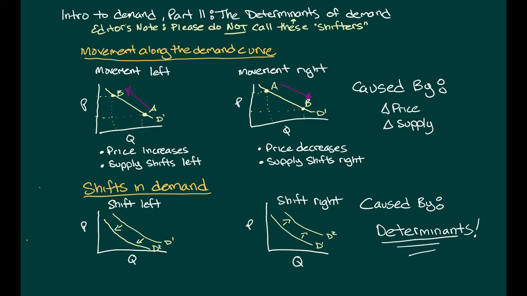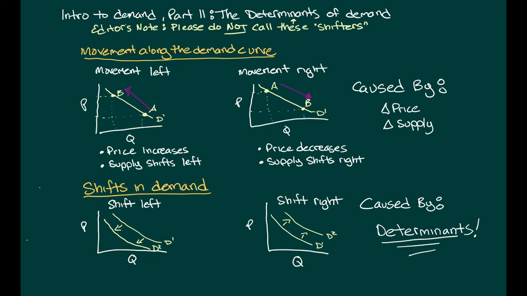So I'll usually put up something pretty similar to what we went over in the last video, illustrating for them so they can visually see what a movement left and a movement right looks like compared to a shift left and a shift right. And then we'll also briefly go back over what causes movements along the demand curve, in this case changes in price and changes in supply.